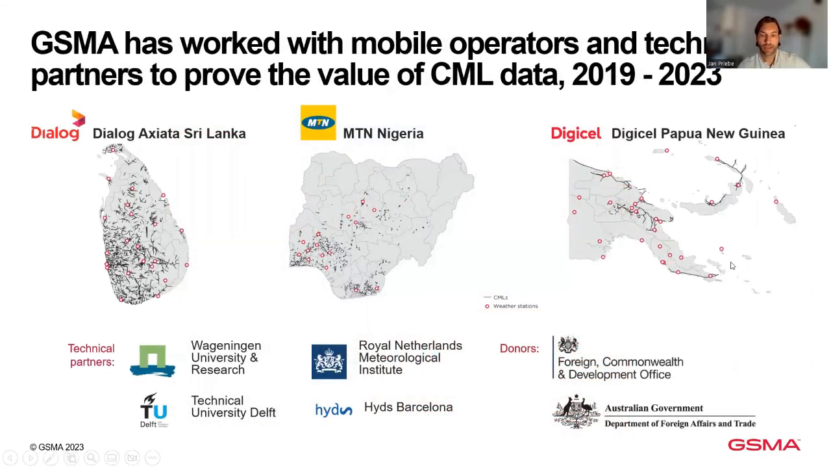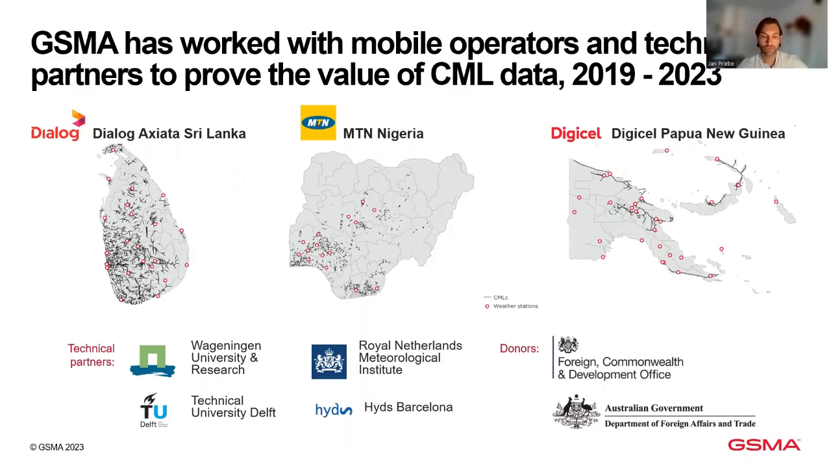So GSMA Agritech has been working with mobile operators and technical partners across 3 markets to apply and test these principles in low and middle income countries. So on the slides, you can see the markets we've been working in. And for each, we're showing the CML network of the mobile operator we're working with and the weather stations that were available for the study.